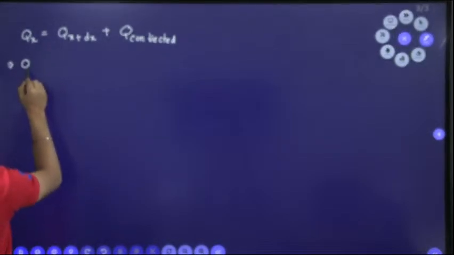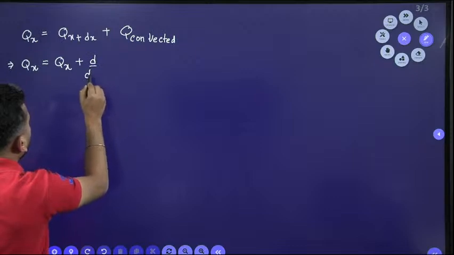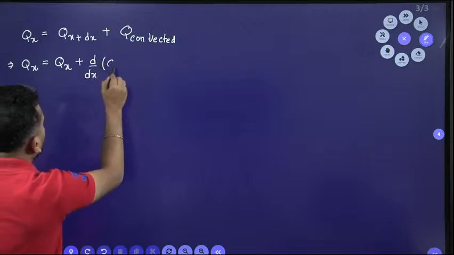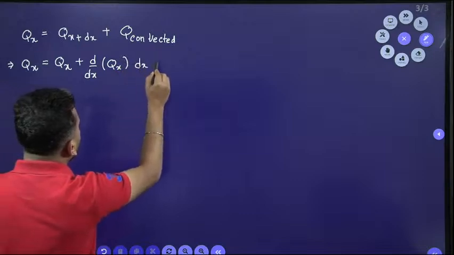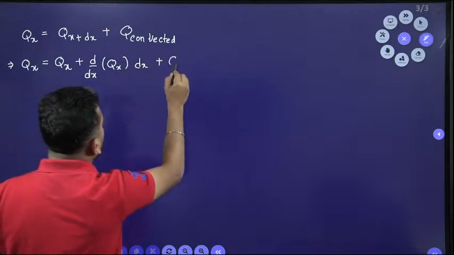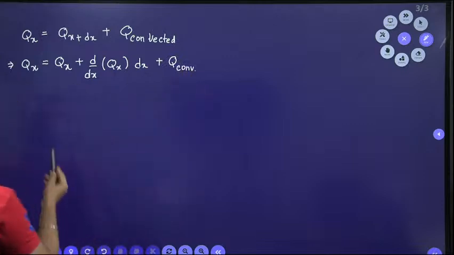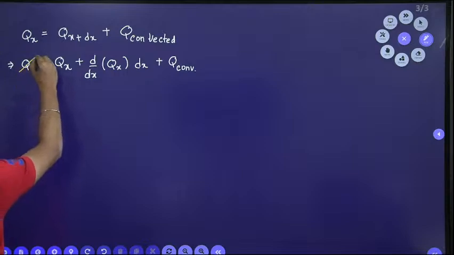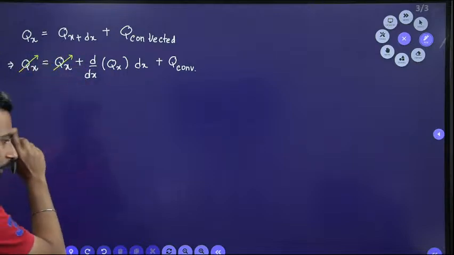So this is q of x. Now using Taylor series, I can write this as q x plus d by dx of q x into dx, and still I have to find the value of the total convected. So obviously I can cancel out this q x and this q x. So two things I need to find out.